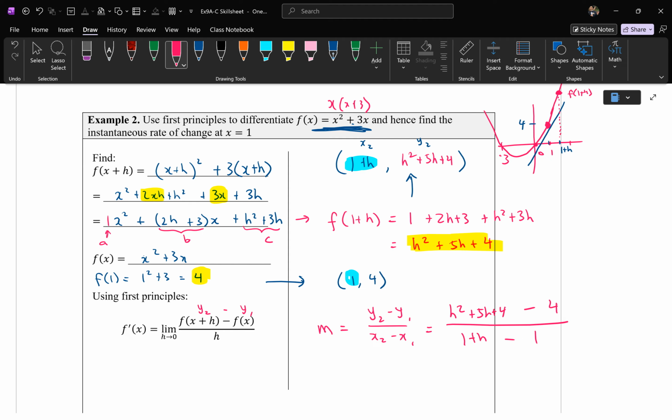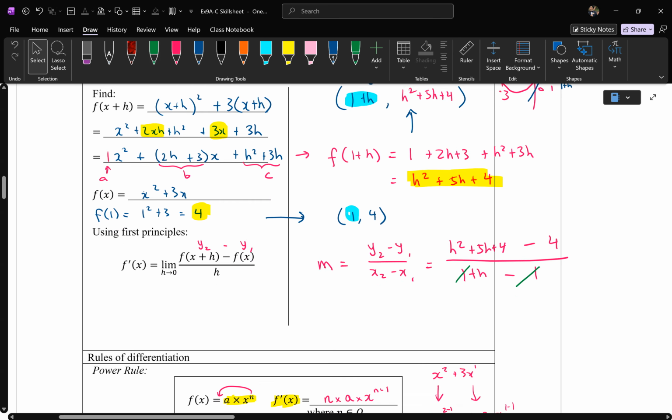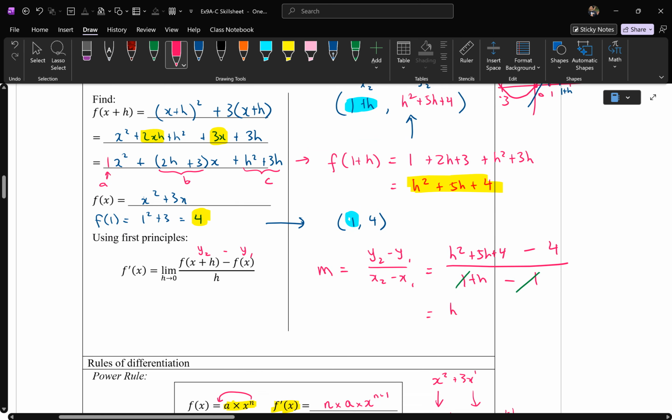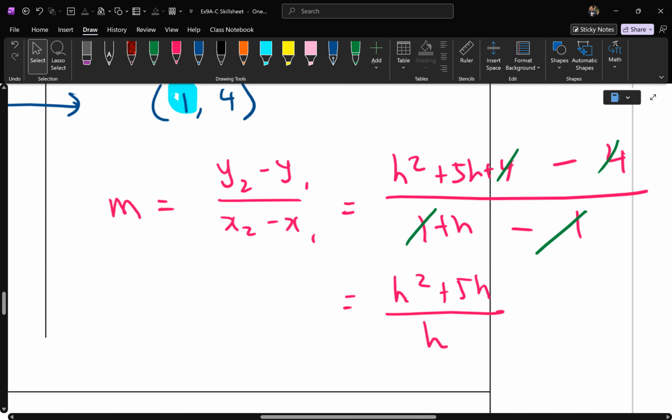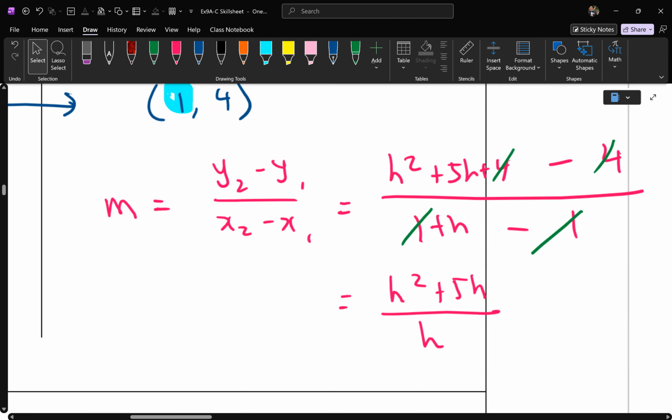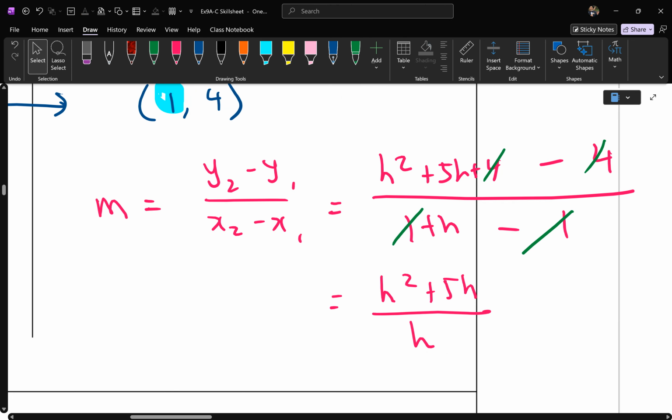See, h squared plus 5h plus 4 is your f of x plus h. Minus 4 came from finding f of x. And why do you only end up with h on the bottom? Because these cancel out. See, they'll always cancel out. And so you end up with this crazy expression, h squared plus 5h plus, actually the 4's cancel out as well on the top. 4 take away 4 cancels out. And this is what you end up with. This is your gradient. h squared plus 5h over h.